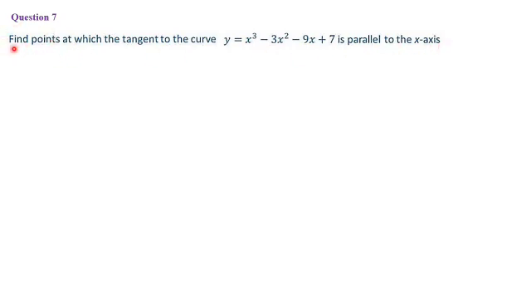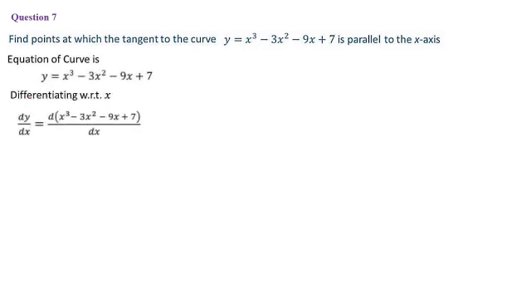Here we are asked to find the points. First of all, a function is given to us, y is equal to x cube minus 3x square minus 9x plus 7. We will differentiate it, because we need dy by dx. Differentiate with respect to x, dy by dx is equal to, this step is not necessary actually, we can directly do it. x cube, when you differentiate, is 3x square. 3x square, when you differentiate, 3 into 2, 6x will come. Then 9x, when you differentiate, 9 will come. That is 3x square minus 6x minus 9 plus the derivative of 7, which is 0.